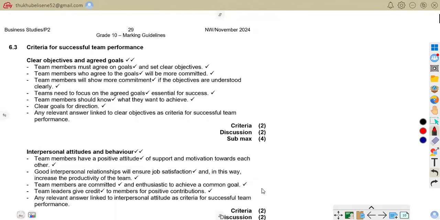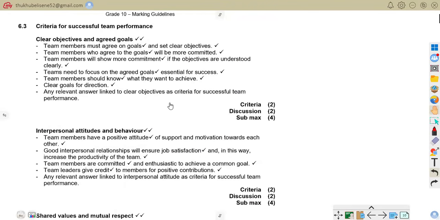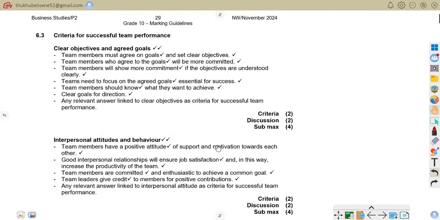So now let us move on to another aspect, whereby now we're going to talk about the criteria for successful team performance.